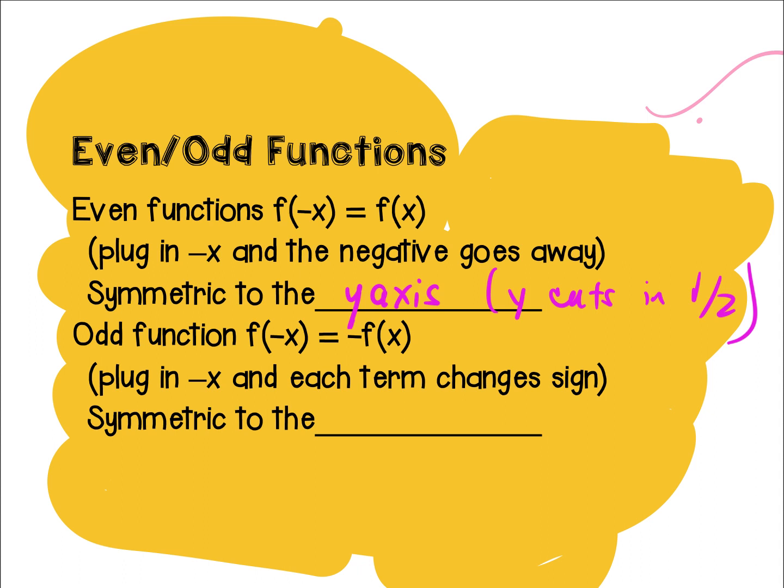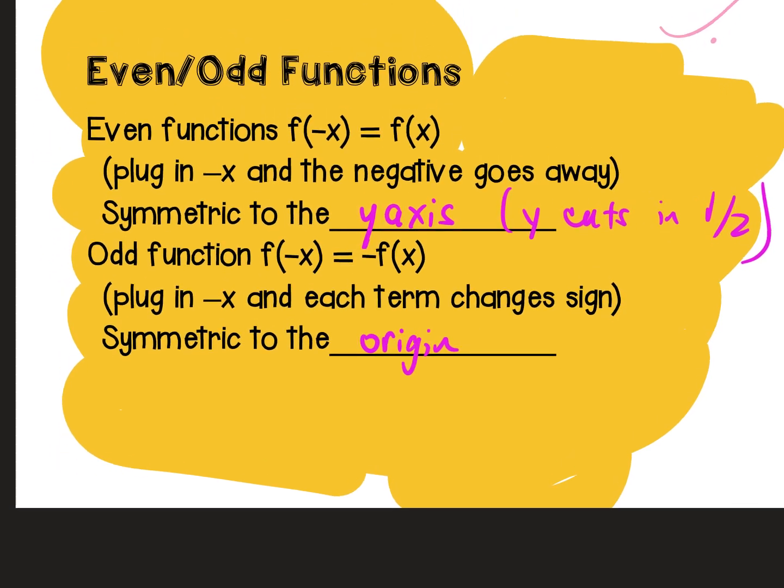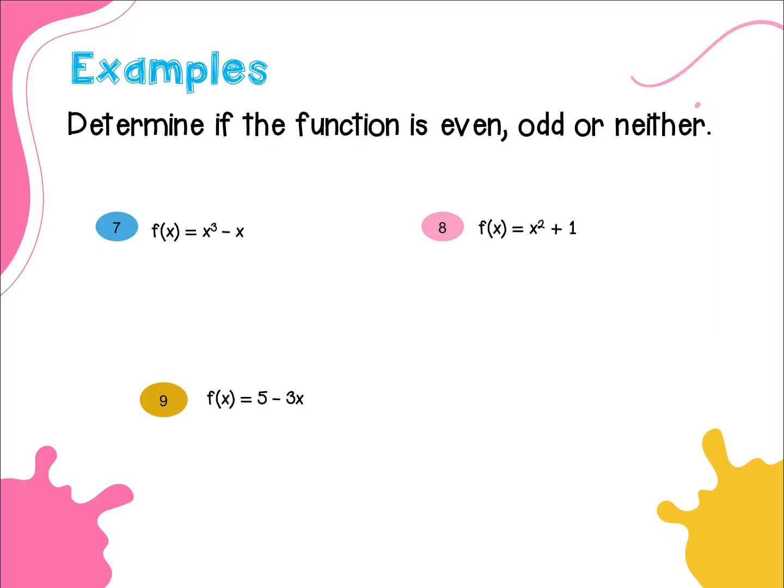An odd function is symmetric to the origin. It's always going to go through the origin. Think odd, origin. Okay, so what this is telling us to do is to plug in negative x. And if you get the same thing once you plug it in, you get an even function. If you get the opposite, you get an odd function. Let me explain to you what this means. I'm going to tell you guys to determine even, odd, neither, a little bit of a different way. So let's look at this question.